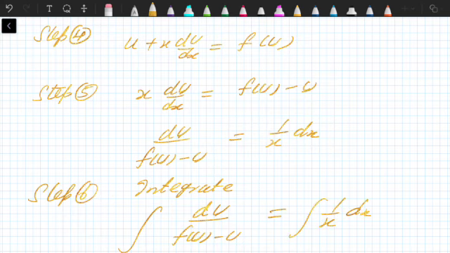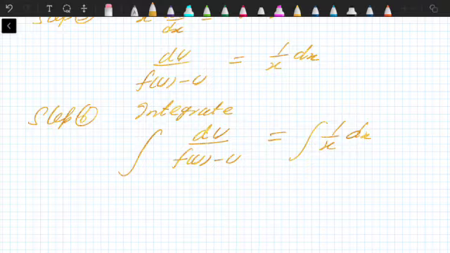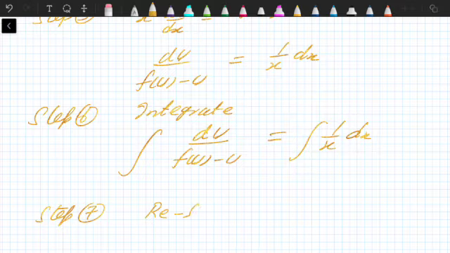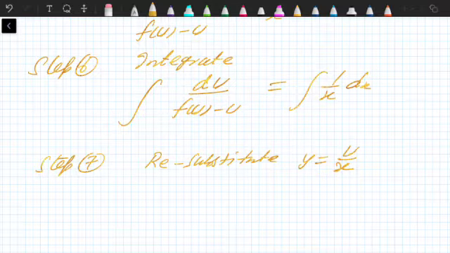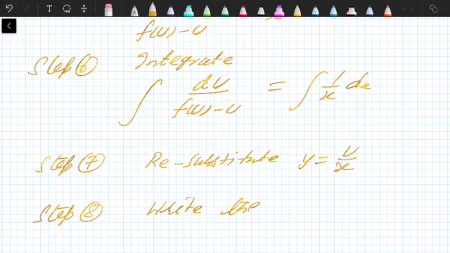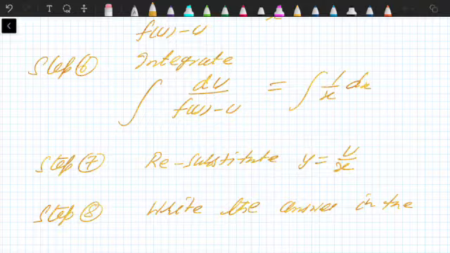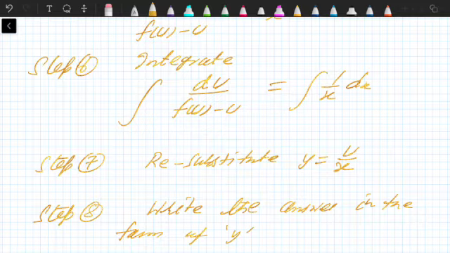Then step number 7: resubstitute, and write the answer in terms of y as the subject. So resubstitute u = y/x in the answer, and write the answer in the form of y as a subject.